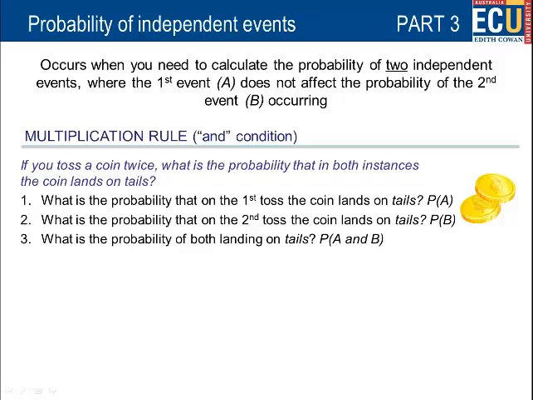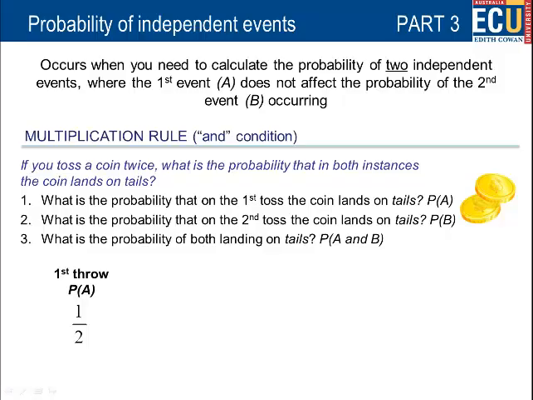Again, we know that a coin has two sides. Therefore, the denominator will equal 2. And what is the probability that the coin lands on tails? Well, there is only one tails on a coin. Therefore, the probability of landing on tails for the first throw is 1/2. Let's look at the second event independently.